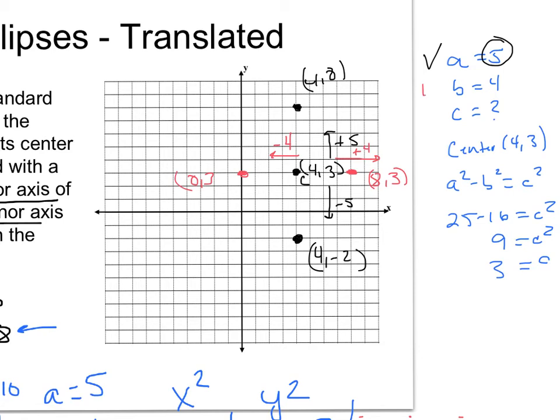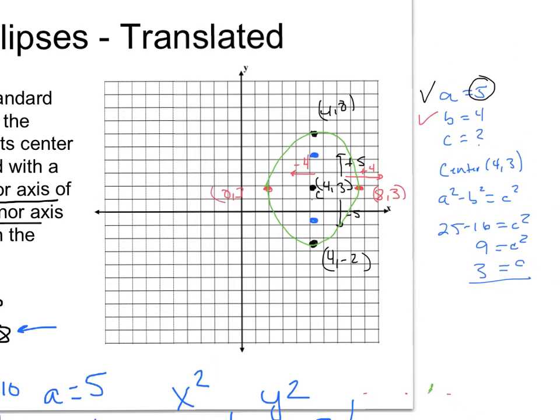Now I need to plot my focal points, so we'll change that to blue. And we know that c is 3, so I'm just going to go up 3 and down 3. And those are my focal points. And I'm going to go ahead and draw my shape and connect the outside dots here. And we have an ellipse. Not the best drawing there, but we have an ellipse that's longer vertically than it is horizontally, and that's how we can use the description to come up with our equation.